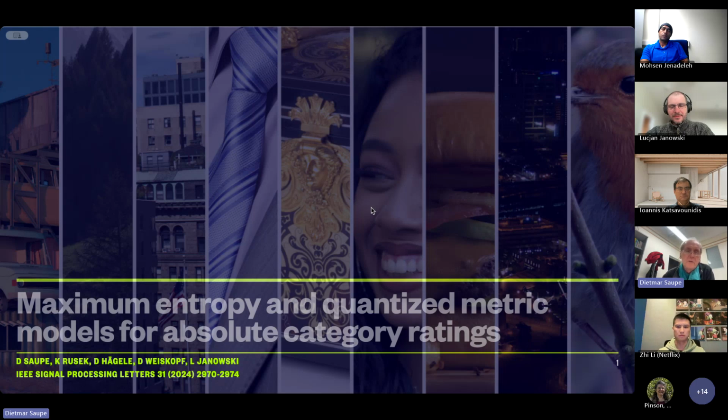So the first talk is about maximum entropy and quantized metric models for ACR. This is joint work with Christoph Ruschek, David Hegele, Daniel Weiskopf, and Lucian. It has just appeared as a small paper in the IEEE Signal Processing Letters this year.